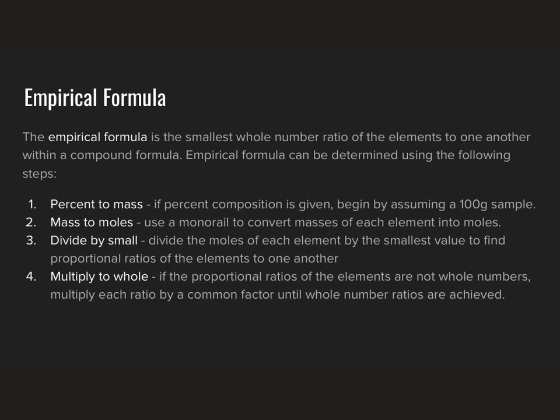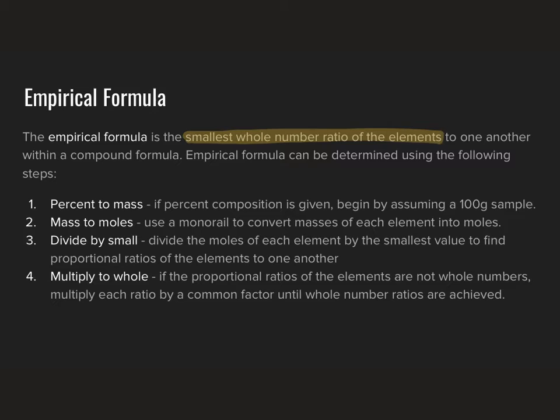In order to determine the identity of a compound in a laboratory, it can be very, very useful to start with percent composition data and use that percent composition data to determine what we refer to as the empirical formula of a compound. That empirical formula of a compound, as we discussed last year, is the smallest whole number ratio of the elements to one another within the compound formula.